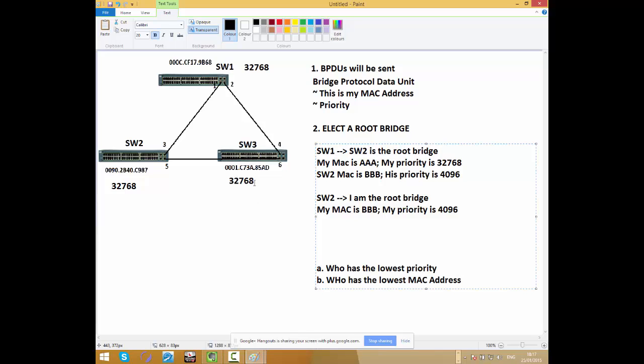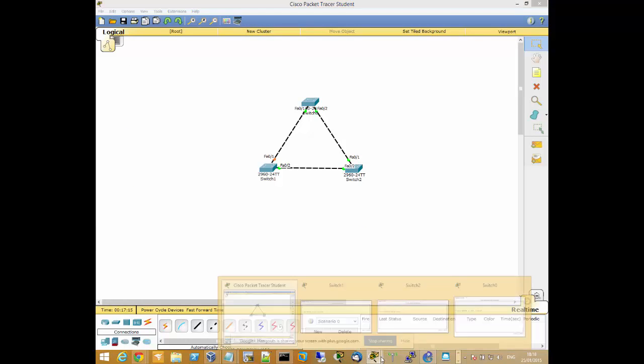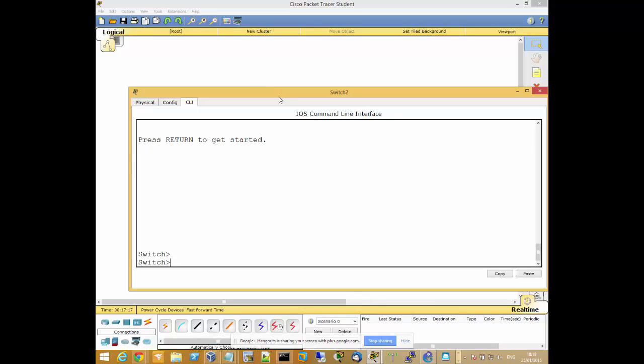So in this situation, the root bridge will be switch 3. Based on this, they elect the root bridge, so they will all determine the root bridge is switch 3. So let's go look in our diagram whether this is accurate. Switch 3 is the one on the lower right corner. So let's go to Packet Tracer and let's look at switch 2 and see what's going on.